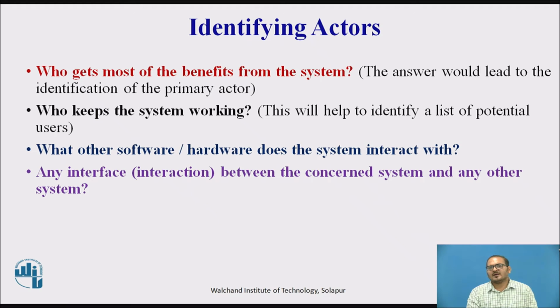Let's identify actors. For a given problem statement, the actors could be identified by asking the following questions. Who gets the most benefit from the system? The answer could lead to the identification of the primary actor, or who keeps the system working. This helps to identify a list of potential users.